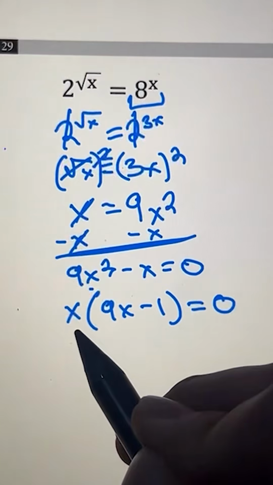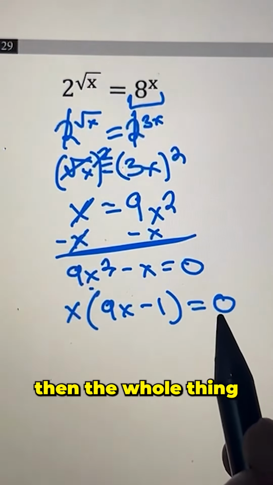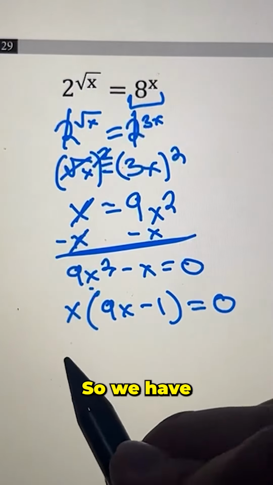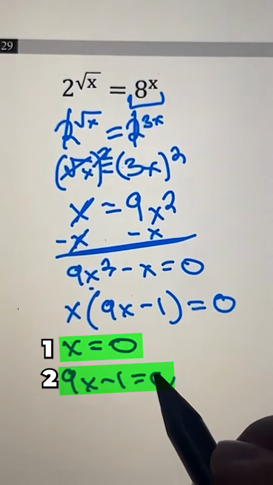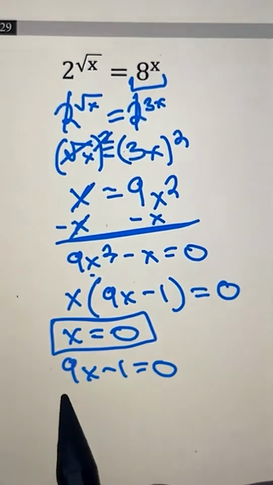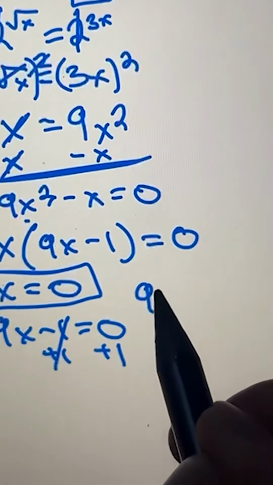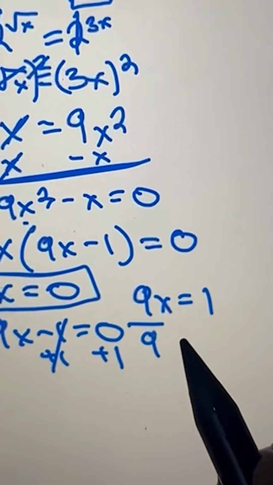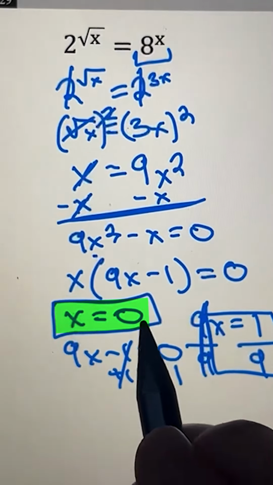And if we have this equation where there's two factors, if one of these factors is equal to 0, then the whole thing is 0 because they're being multiplied by each other. So we have two separate equations. X is equal to 0 and then 9x minus 1 is equal to 0. Now right here we obviously have one solution, and to solve 9x minus 1 is equal to 0, we're going to add 1 to both sides, and we have 9x is equal to 1. We divide this side by 9, this side by 9 as well. We get x is equal to 1/9. So x is equal to 1/9 and 0 is going to be our answer.